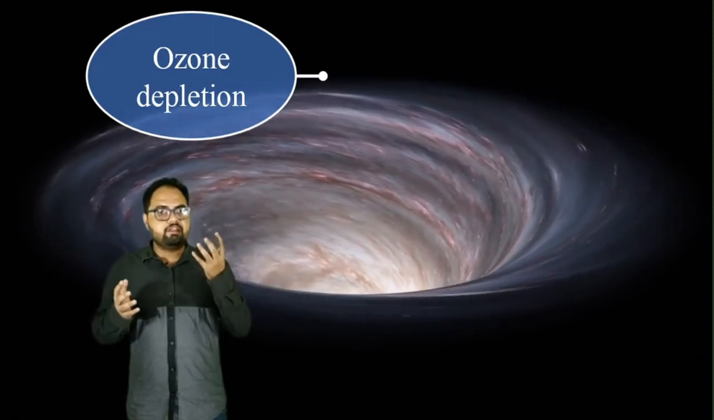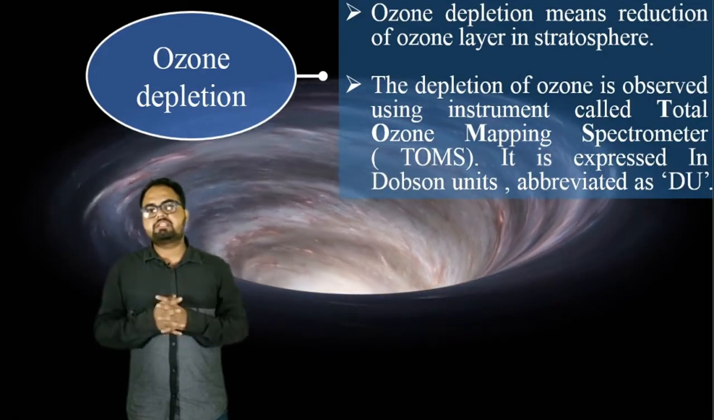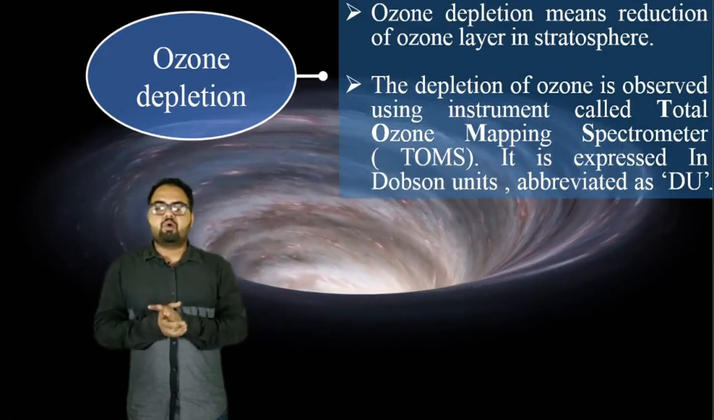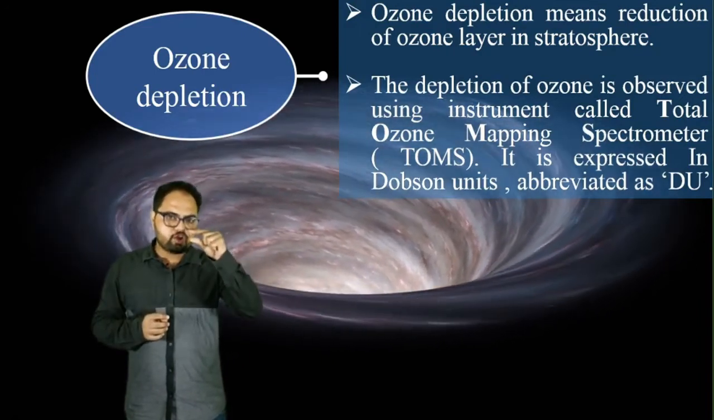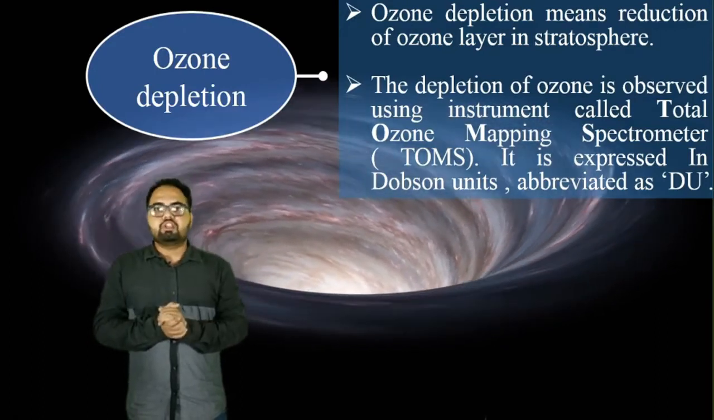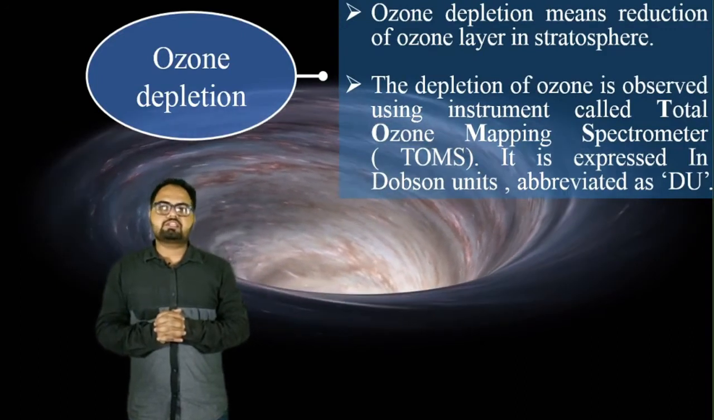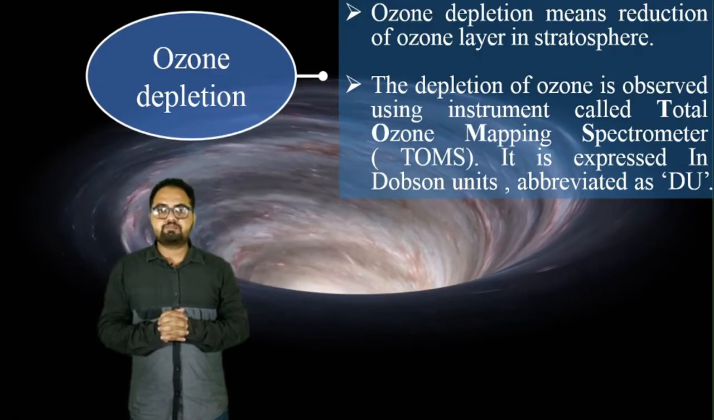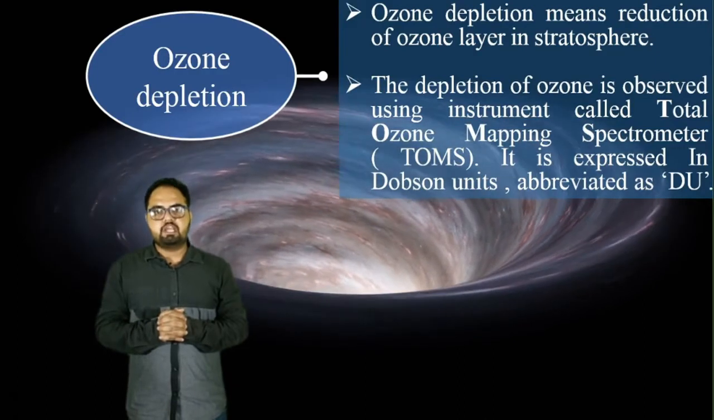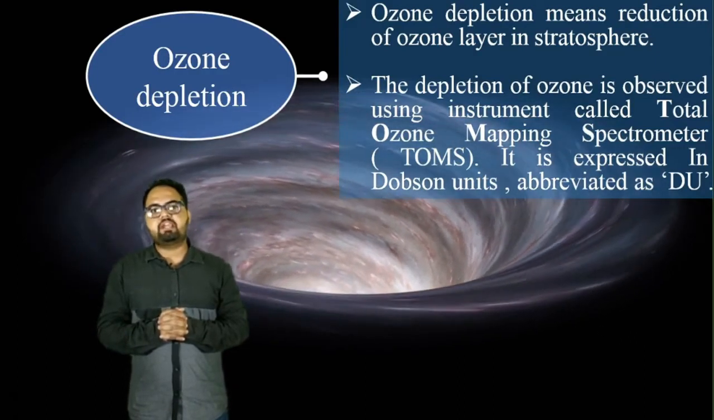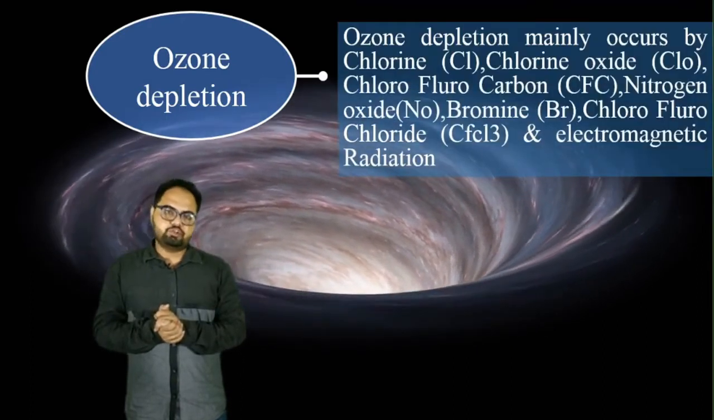As we know, there is a depletion in the layer of ozone, and due to that many diseases like skin diseases are happening over the earth. So ozone depletion means reduction in the layer of ozone in the stratosphere. The ozone depletion is observed using an instrument known as the Total Ozone Mapping Spectrometer, also known as TOMS, and it is expressed in Dobson units, abbreviated as DU. Okay, so Dobson unit is also known as DU.